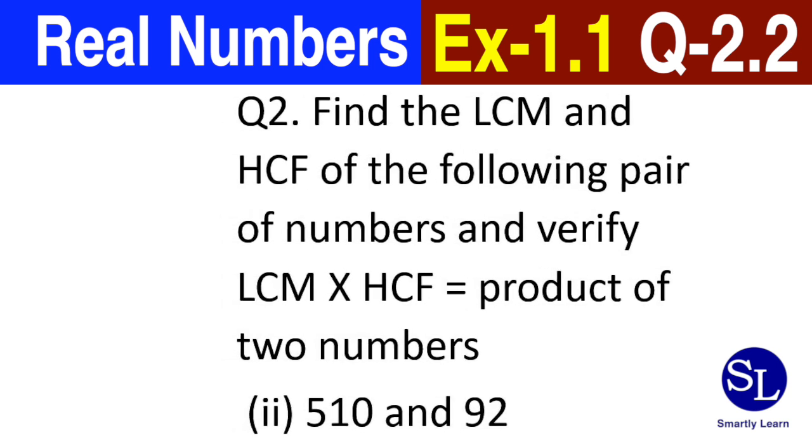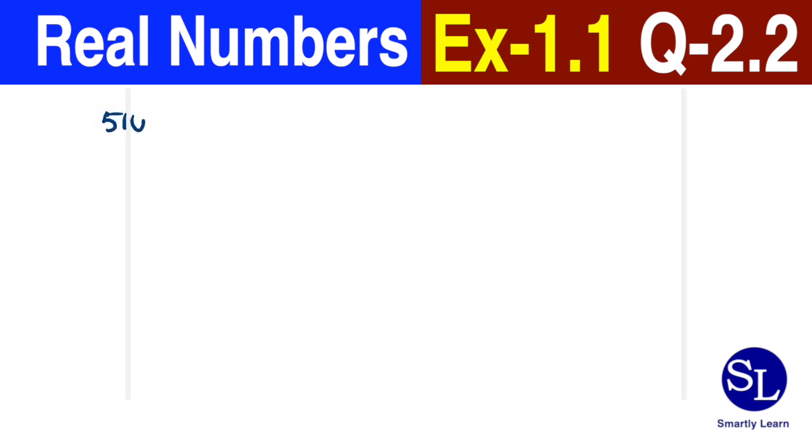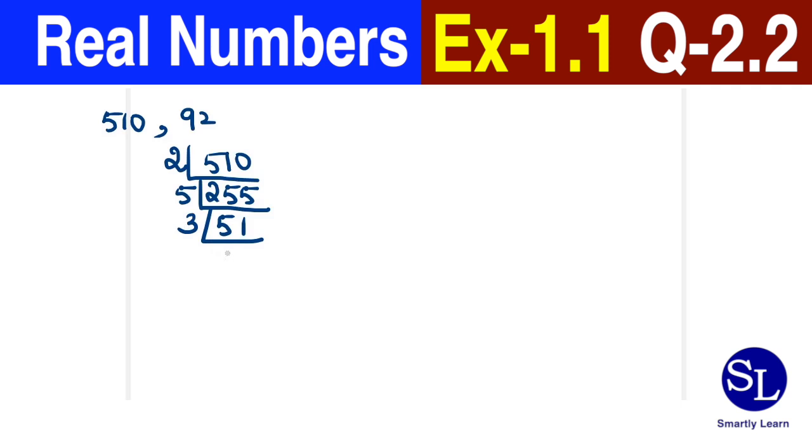Let's calculate the HCF first. 510 and 92. So let's start with 510 first. Even number, so I'm starting with 2 on division. It gives 255. Dividing again by 5, 5 fives are 25, 1, 51. Divide by 3, that gives us 17. 17 is a prime number, so divide by 17 again to get 1. So 510 is written as 2 into 5 into 3 into 17.